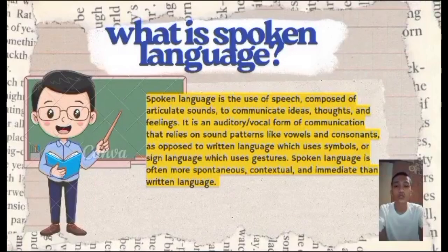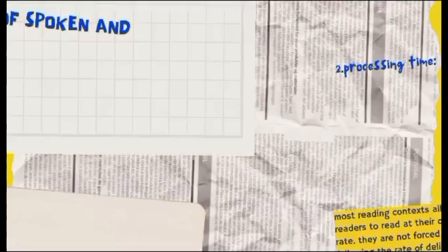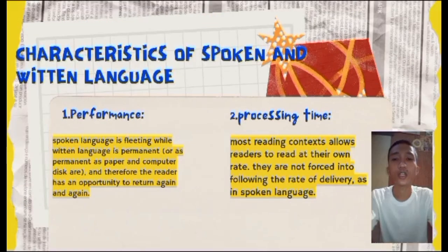Spoken language is the use of speech composed of articulate sounds to communicate ideas, thoughts, and feelings. Spoken language is also considered more spontaneous, contextual, and immediate than written language. The characteristics of spoken and written language. Number 1. Performance. Spoken language is fleeting while written language is permanent, or as permanent as paper and computer disk. And therefore, the reader has an opportunity to return again and again.